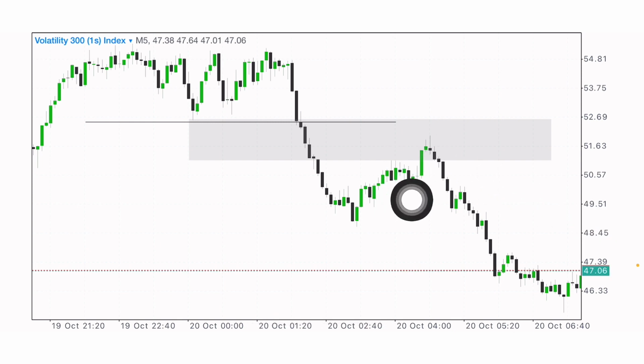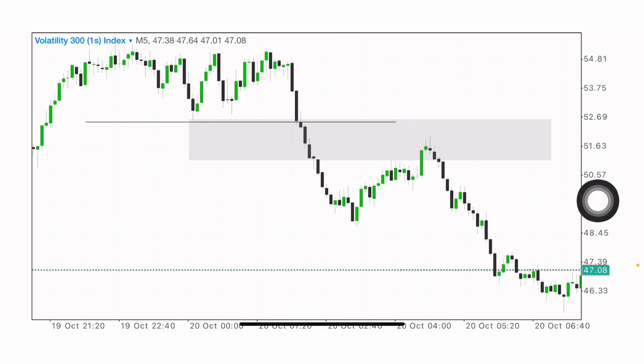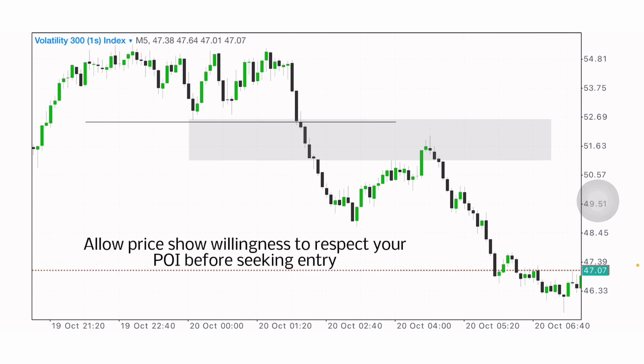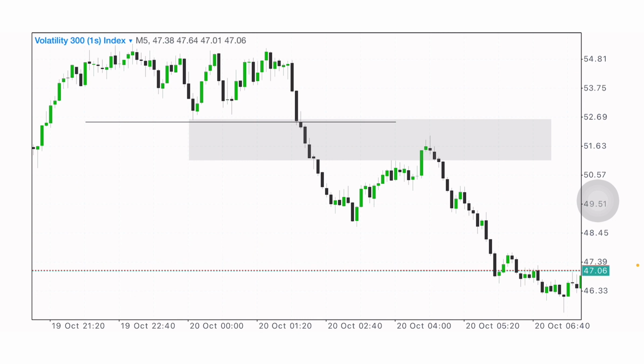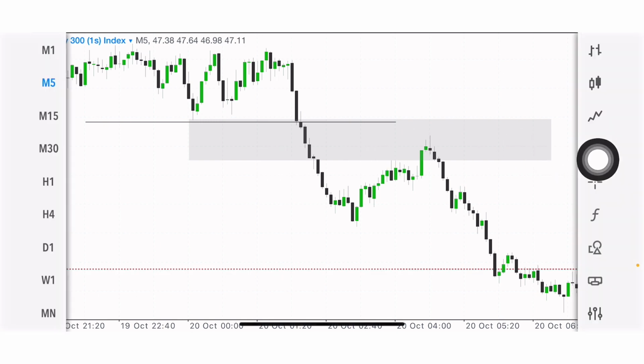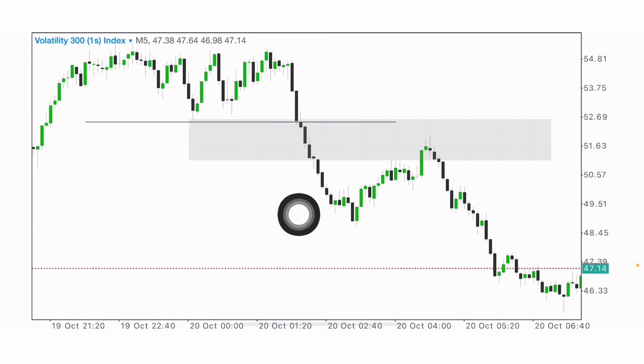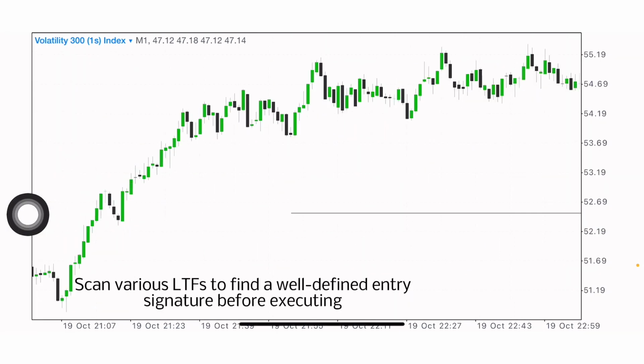So prior to you taking a trade, you always want to see the willingness for price to react away from your point of interest. So if your point of interest is a sell point of interest, that means you want to see price actually reacting away from the zone toward the sell direction before you actually join in. So because you have this point as a point of interest, you're not just going to be placing a sell limit there. So what we're literally doing right now is navigating in between various time frames, looking for entry signature for a sell.